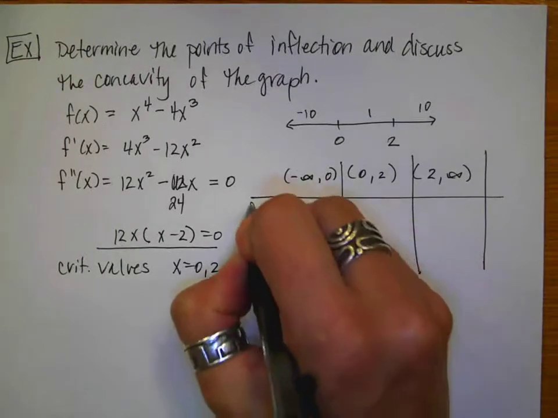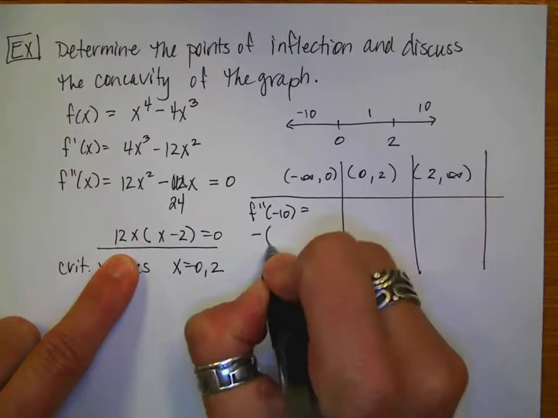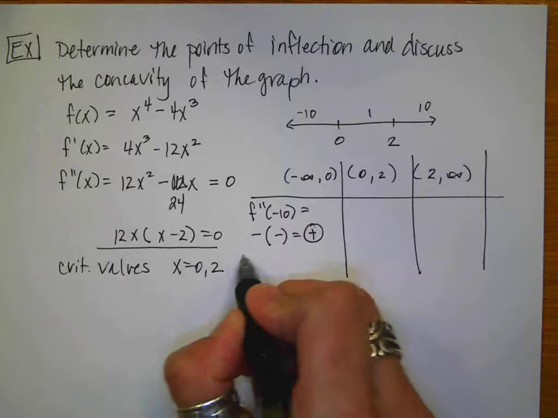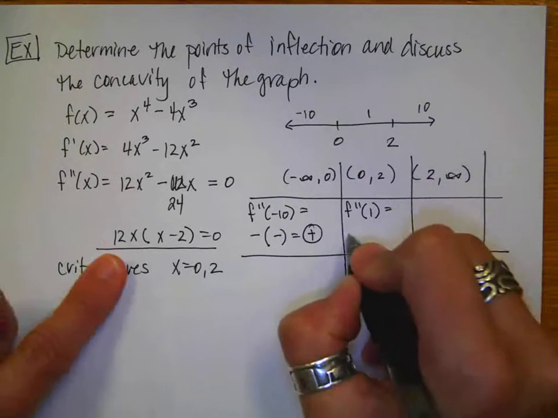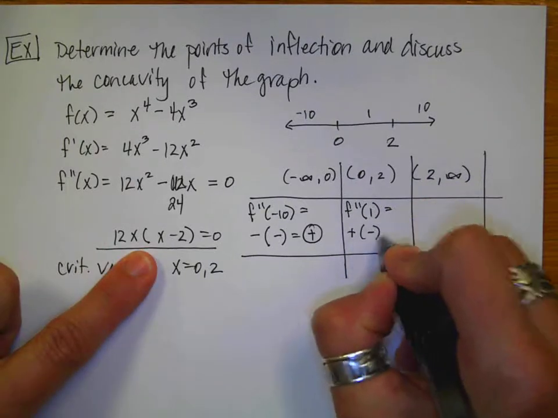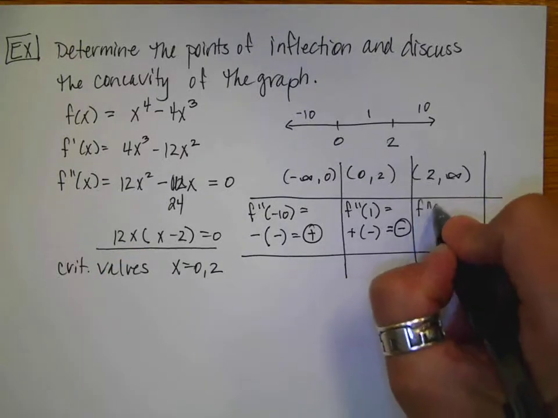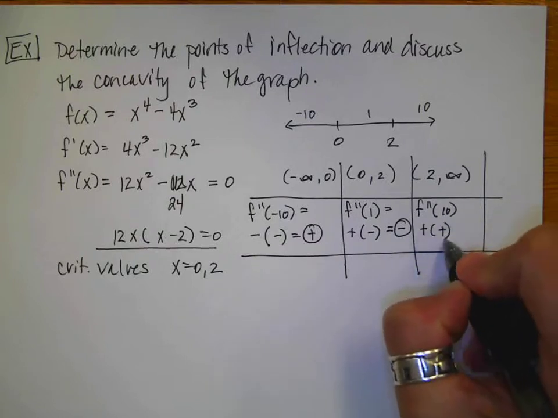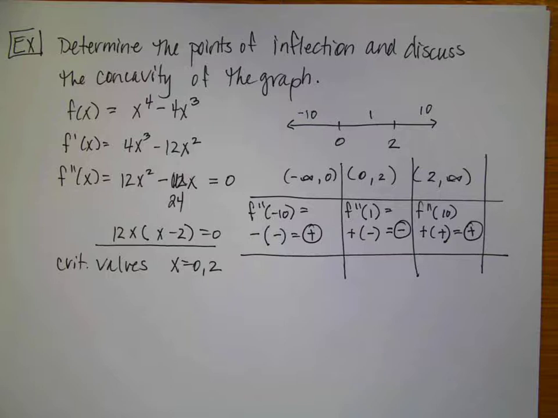When I substitute them into my second derivative, I'm going to do it in factored form because it makes my life easier. So if I evaluate the second derivative at a negative 10, the first value is negative. The second value is negative. So then that means the net effect is positive. Okay. If I evaluate the second derivative at 1, the first number is positive. 1 minus 2 is negative. So the second one is negative. Okay. And then if I evaluate f double prime at 10, the first number is positive. The second number is positive. And so that means that the net effect is positive.